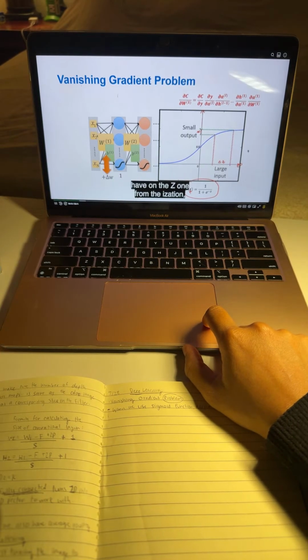From this visualization you may tell that the sigmoid function's derivative is less than 1.